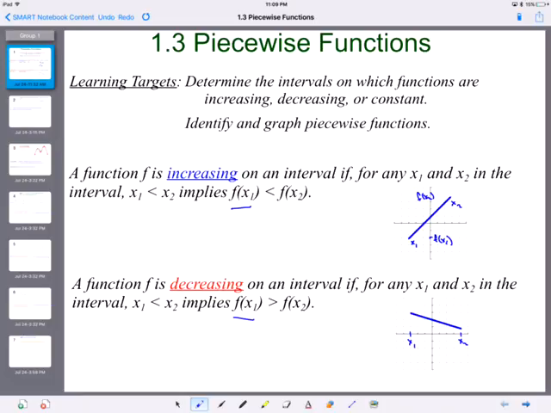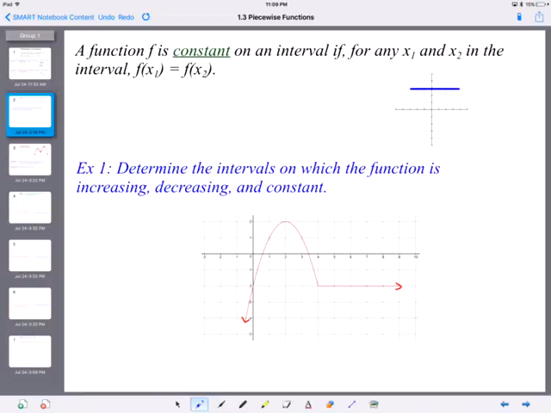A function f is constant on an interval if for any values x sub 1 and x sub 2 in that interval, your y values have to be exactly the same. So if this is x sub 1 and this is x sub 2, once again all those values of y are staying the same throughout that interval. Therefore, the function f is constant on that interval.